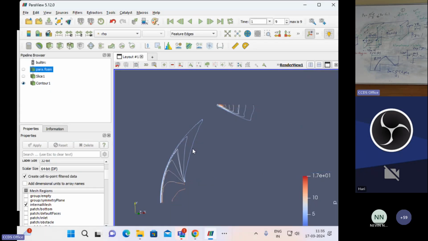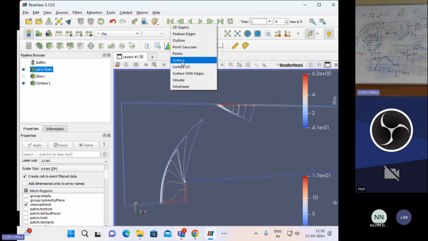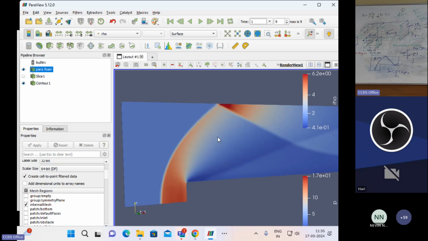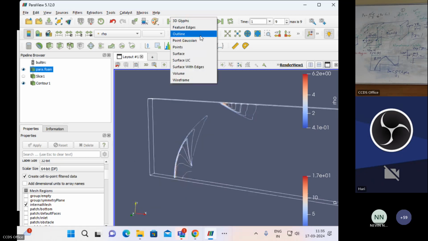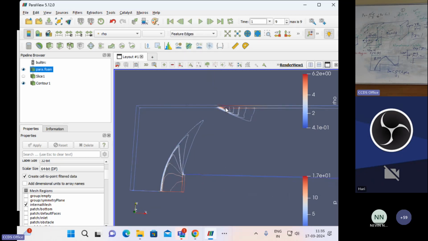You have done till here, right? Then inside the pipeline window, go to this eye icon over here. Switch on the eye icon. It was earlier surface, right? It was like this when we initially loaded. So instead of surface, use outline, or use feature edges to be more precise.